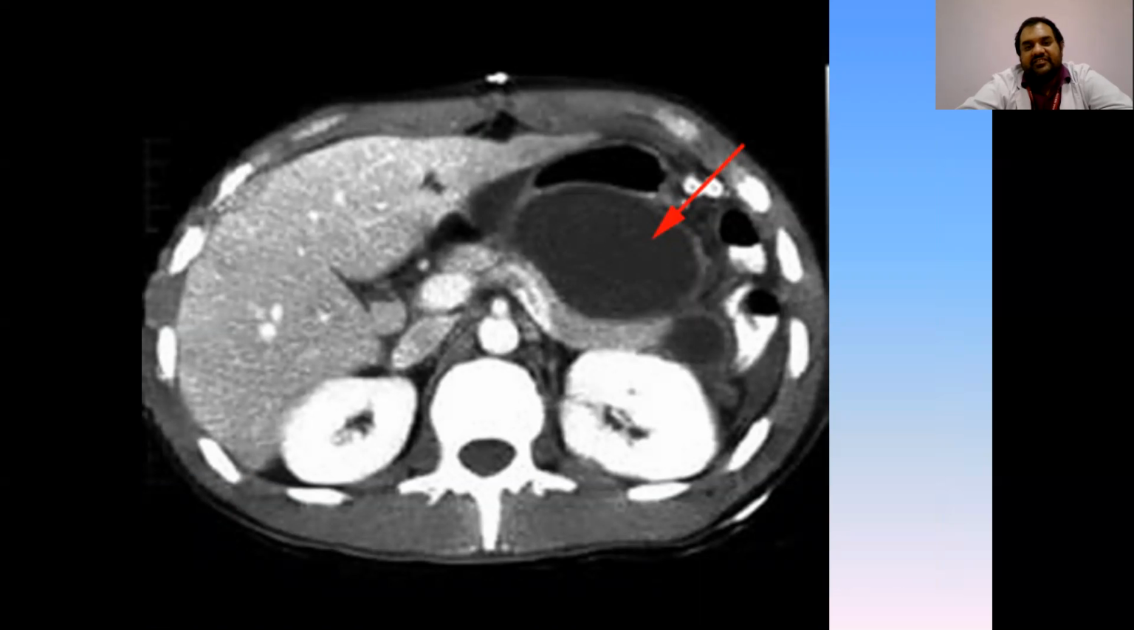As we discussed earlier, same CT image showing the pseudocyst. How we will describe is that we can see a large, well-defined hypoechoic lesion in the body and tail of the pancreas, which is suggestive of pseudocyst.